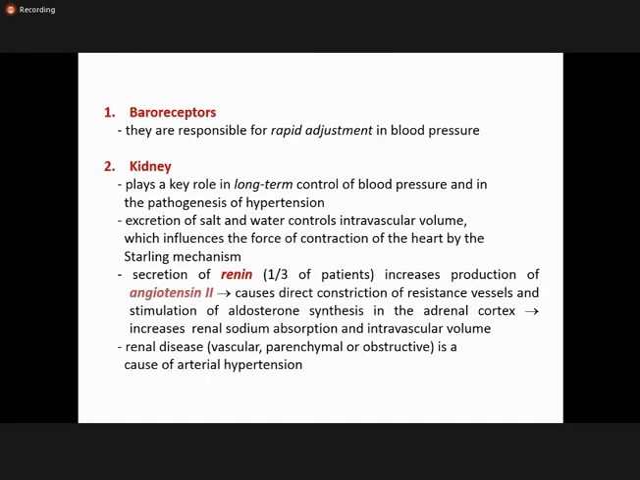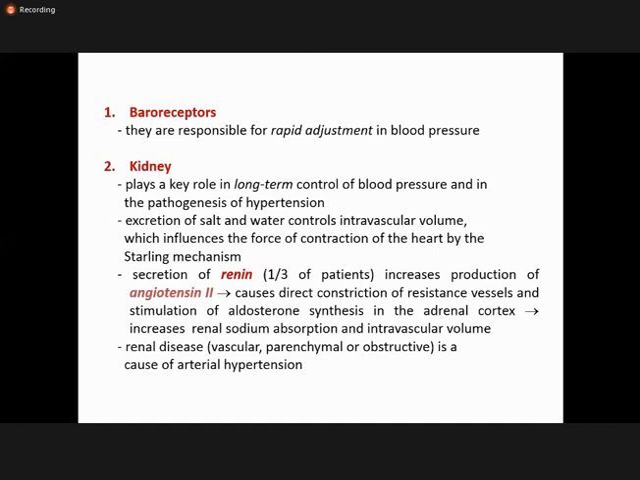This is very important to know because when there is a change in the blood pressure, initially the body tries to control this alteration or change in the blood pressure. There are major mechanisms. One of the mechanisms is the baroreceptor. They are responsible for rapid adjustment in the blood pressure. And the second one is the kidney, which plays a key role in long-term control of blood pressure and in the pathogenesis of hypertension.